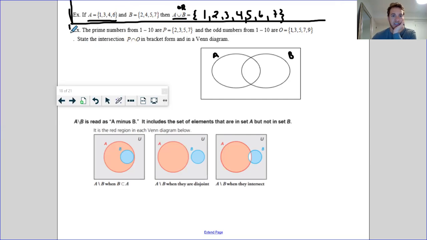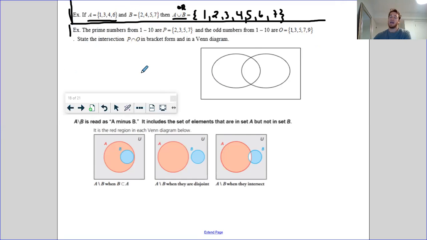Okay, let's go down to here. This is a better example. Okay, the prime numbers from 1 to 10 are 2, 3, 5, 7. And the odd numbers from 1 to 10 are 1, 3, 5, 7, 9. State the intersection P intersection O in bracket form and in Venn diagram form. So I'm going to suggest something to you guys. A Venn diagram always works best for me. So to visually see it always works best. So I'm going to do this.